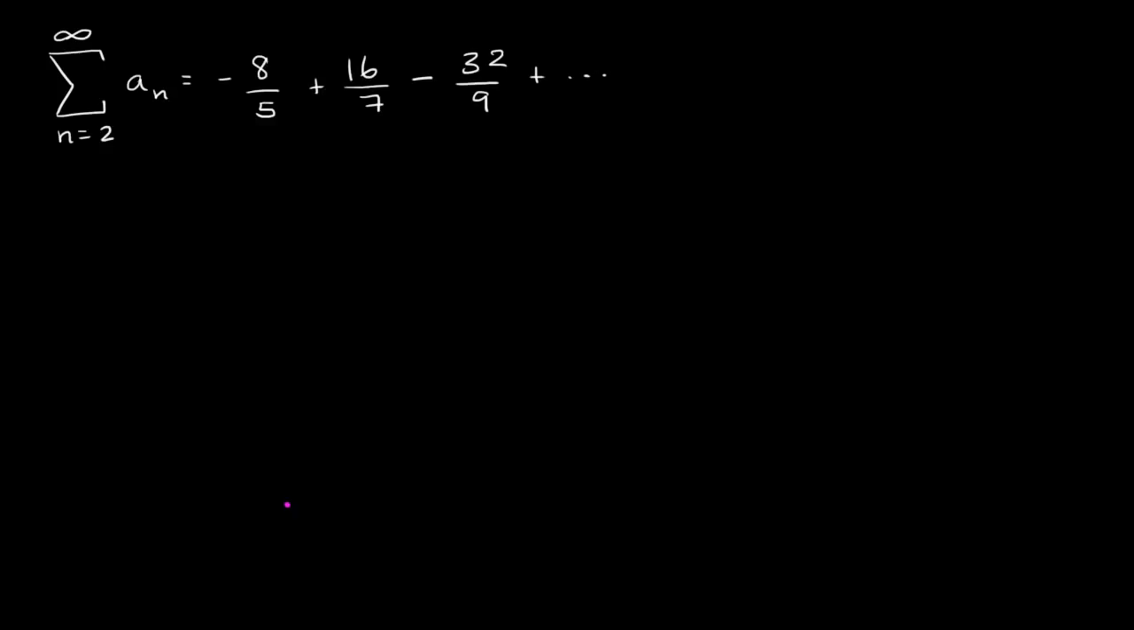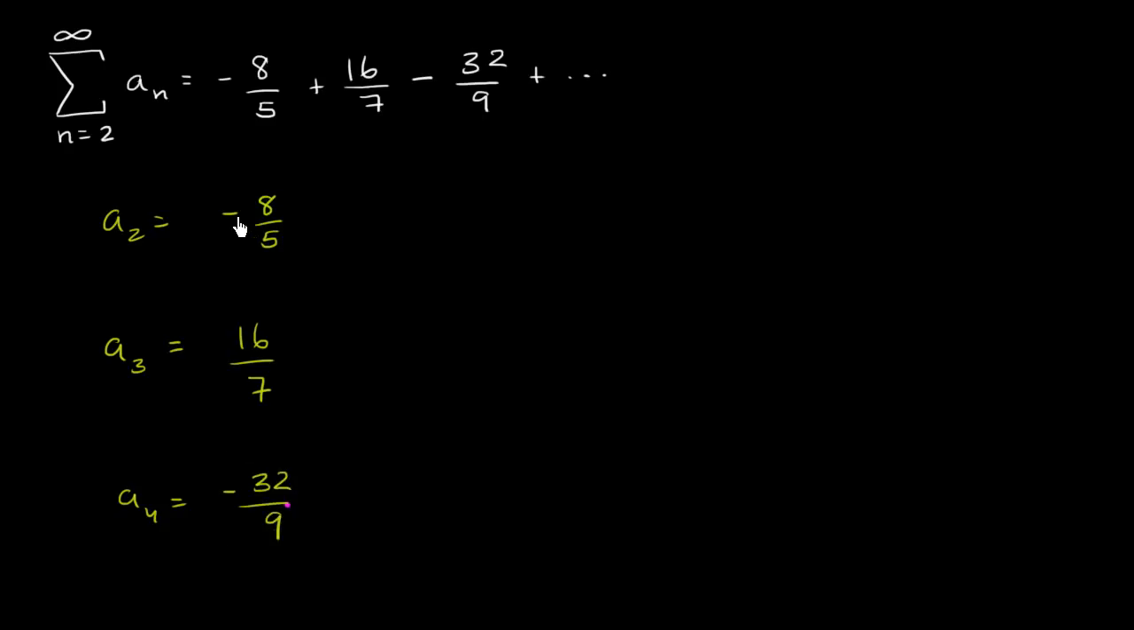And I encourage you to pause the video right now and try it on your own. So the first thing that you might realize is, well, this is the number that we're going to get. Let me write it this way. A sub 2 is equal to negative 8 fifths. A sub 3 is equal to 16 over 7. A sub 4 is equal to negative 32 over 9.